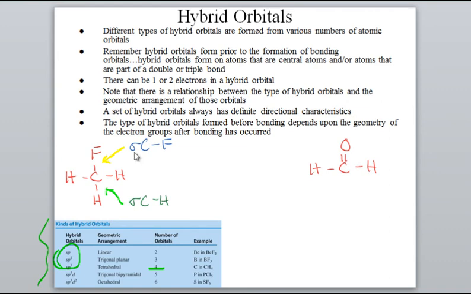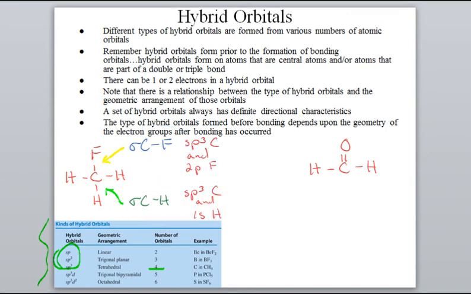So a question you should be able to answer: what are the 2 orbitals that are used to form the sigma carbon-fluorine bond, and what orbitals are used to form the sigma carbon-hydrogen bond? Why don't you go ahead and pause the video and see how well you remembered that. Unpause the video when you're ready to check your answer.